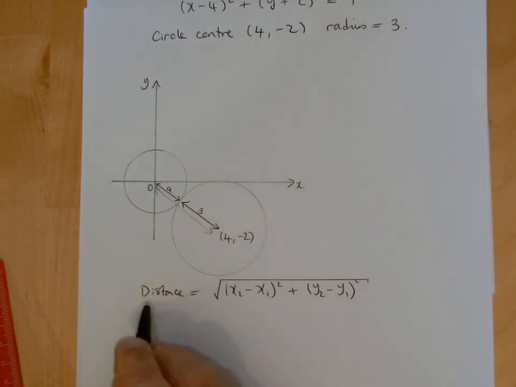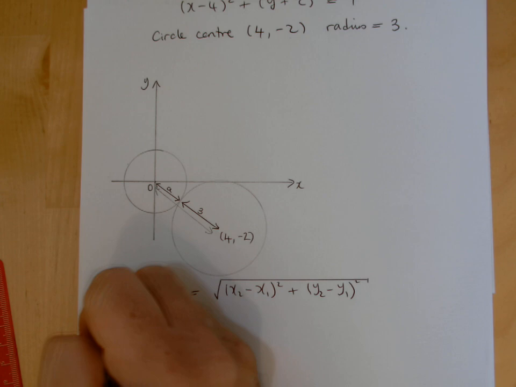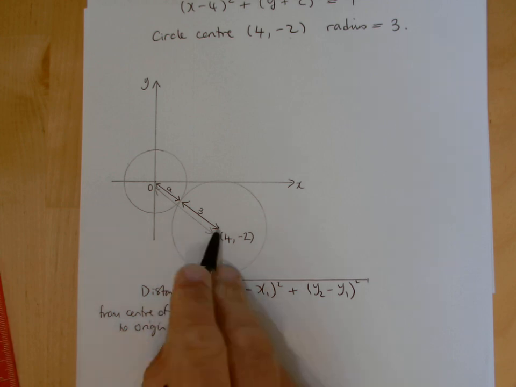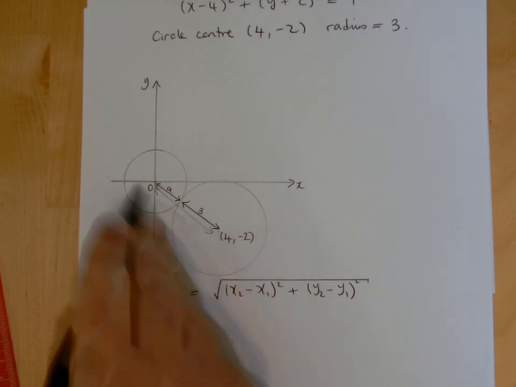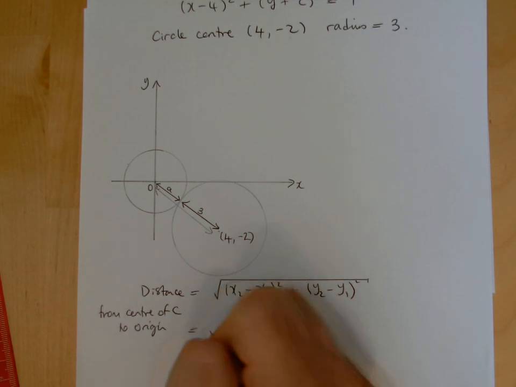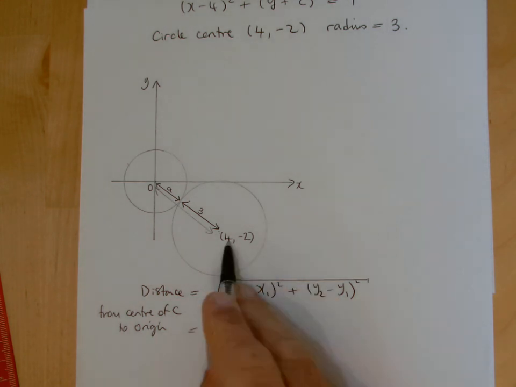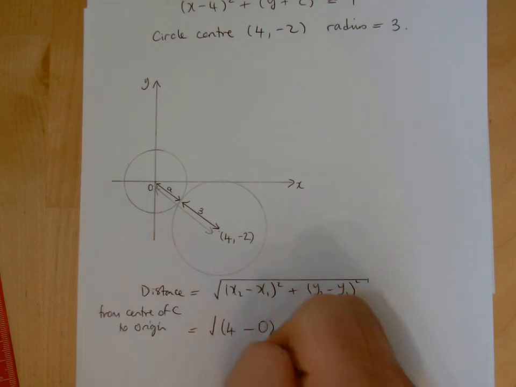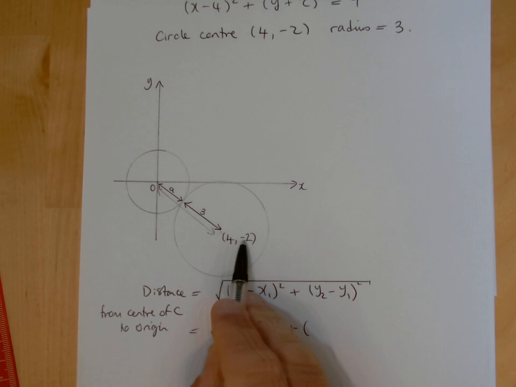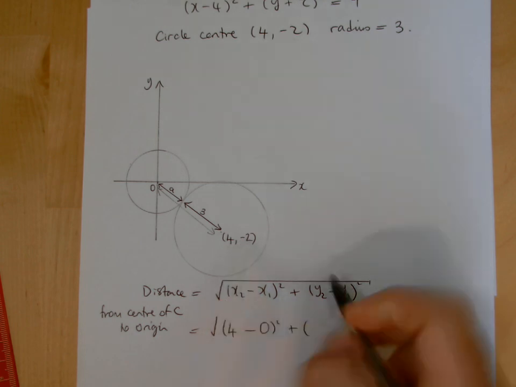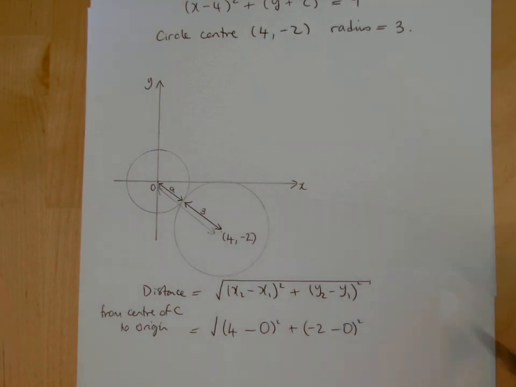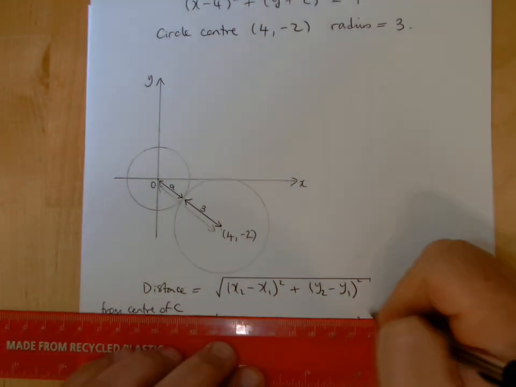Now we say distance here, that's the distance from the centre of C to the origin. That's what I'm doing there. I'm working out the distance from the centre of circle C to the origin. So using the distance formula, x2 will be 4, take away x1, which is just 0. That's easy. And then my y2 will be minus 2, take away my y1, which is also 0. So we'll work that out.